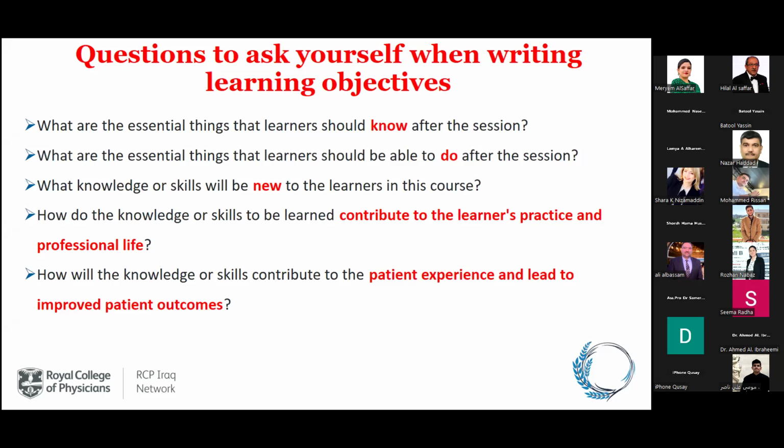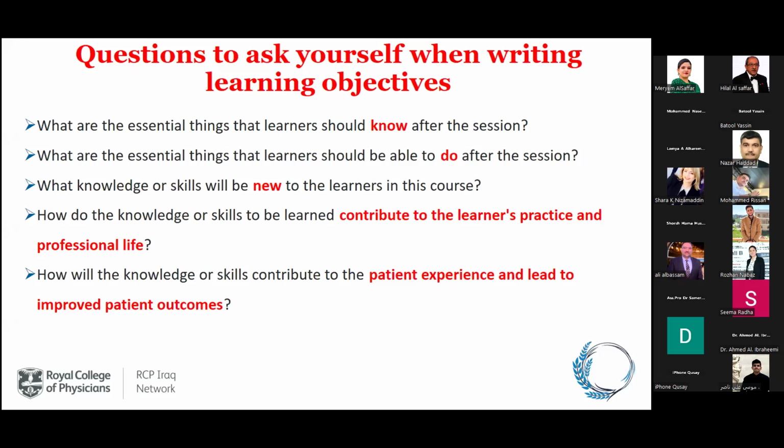And from this, you have to identify in your objectives what you need this student or this trainee to know. What are the essential things that the learner should be able to do? But first of all, what he should know, what he should be able to do, and what knowledge or skill will be new to the learner in this course, meaning you have a previous idea about what he has previously learned in the previous years. And then how do the knowledge or skills to be learned contribute to the learner's practice and professional life?